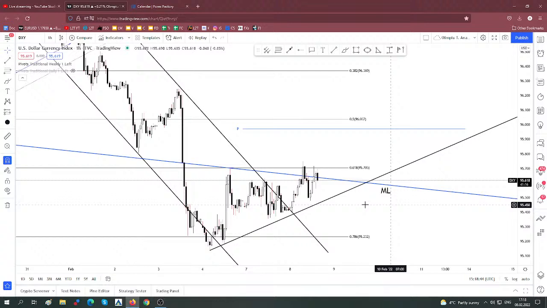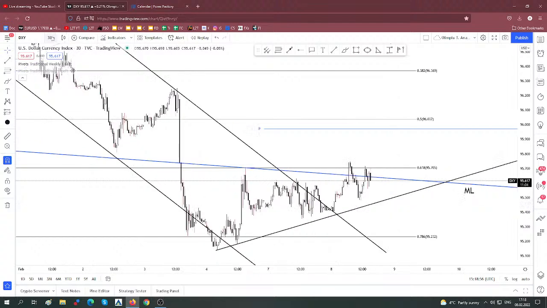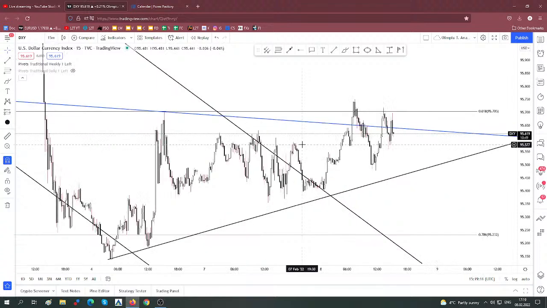Let's take a look on lower time frames, 15 minutes. Strong resistance here around the 61.8 on the dollar index. But please take a look here. Former highs here as maybe support levels.